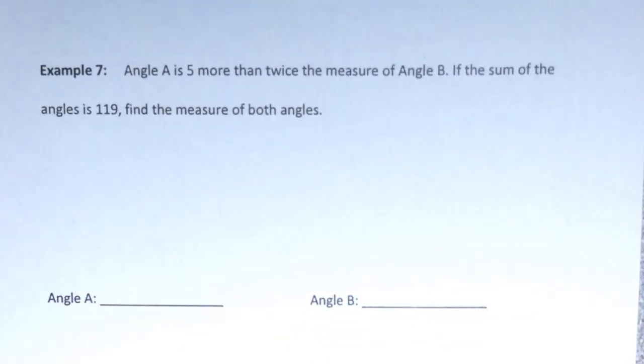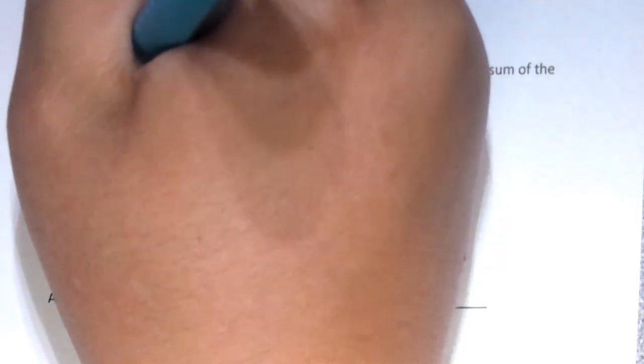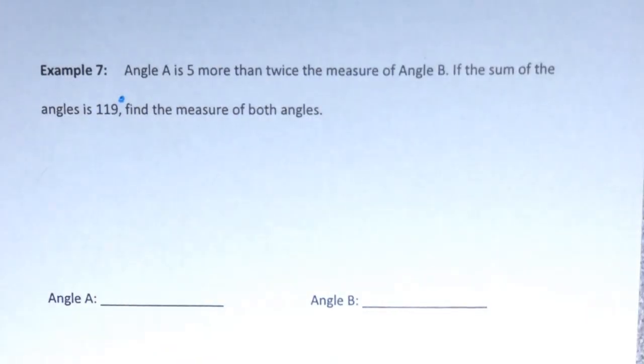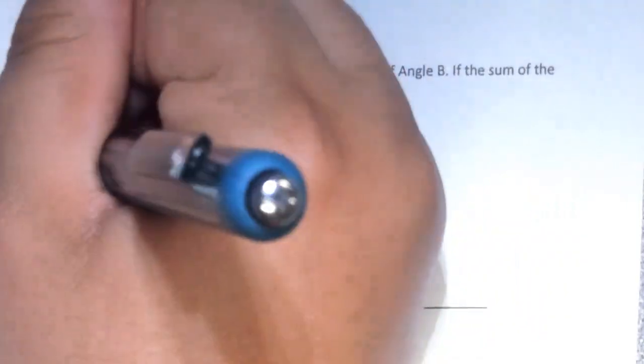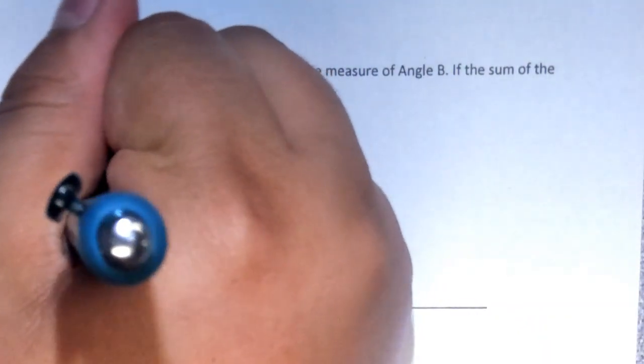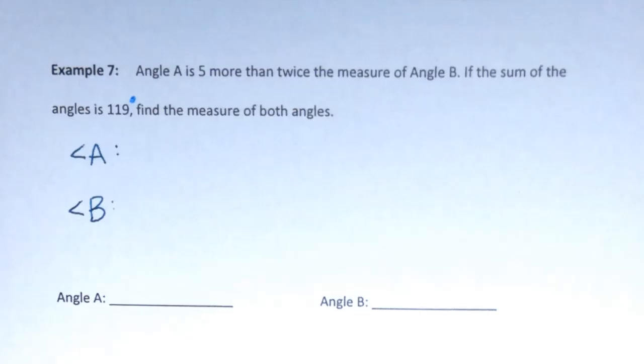Okay. Angle A is 5 more than twice the measure of angle B. If the sum of the angles is 119 degrees, find the measure of both angles. Do you agree we have angle A and angle B? We have 2 angles, angle A and angle B. What do we know about angle A?